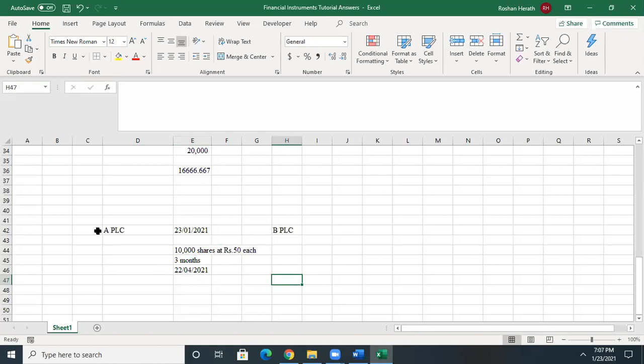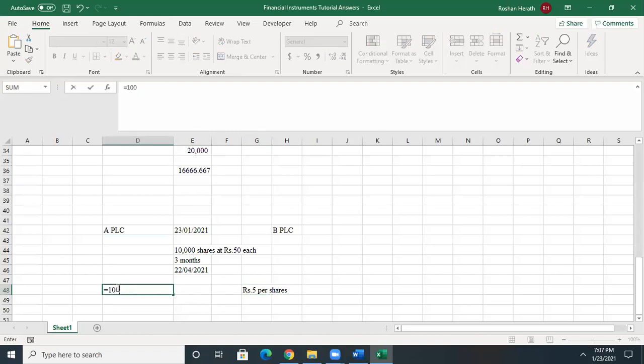So if entity A agrees to do so, then what happens? B PLC would have to pay a small premium, say rupees 5 per share. It's like a nominal fee for the option, but it's a considerable amount, rupees 5 per share. Consequently, A PLC is receiving 10,000 shares times rupees 5, so rupees 50,000 would be received. Then how should you treat that rupees 50,000? Whether it is equity or liability, that's a fundamental question.